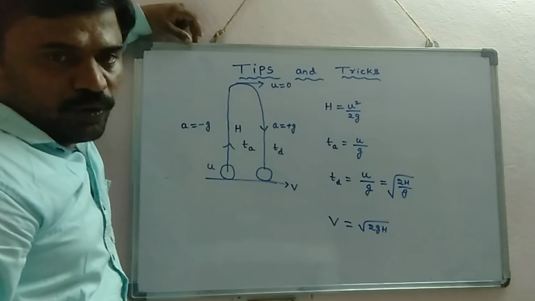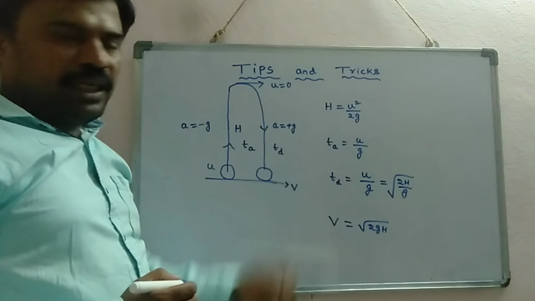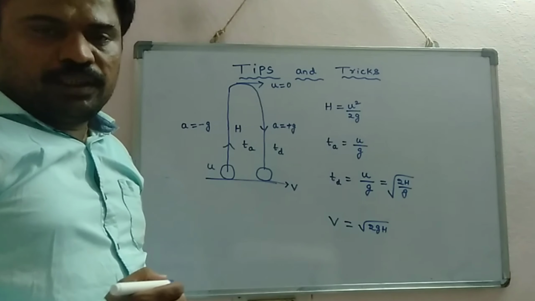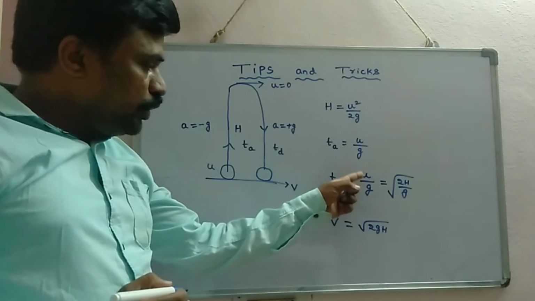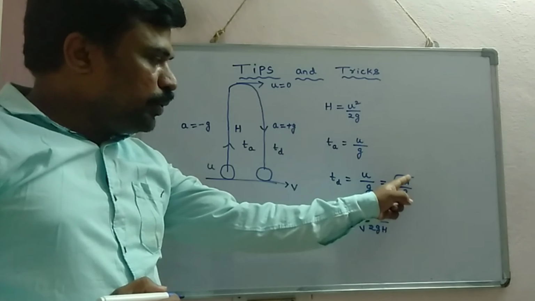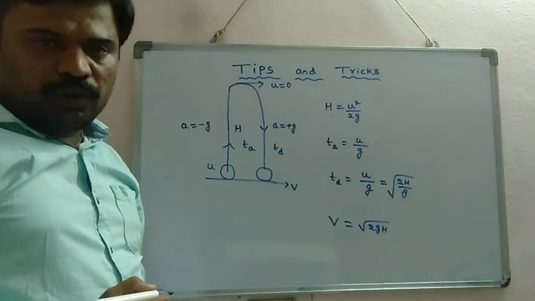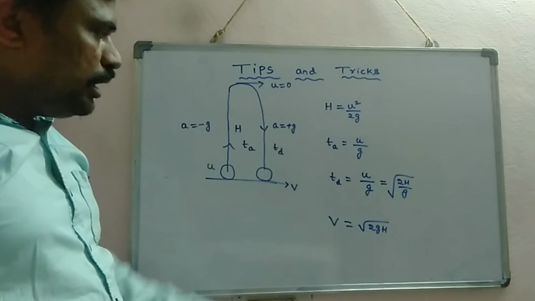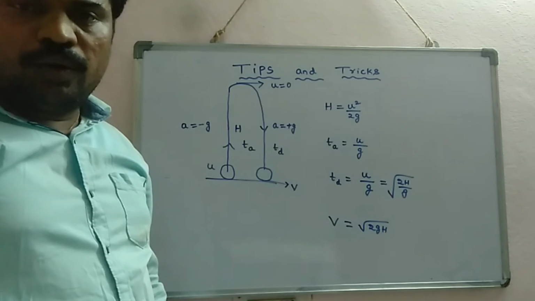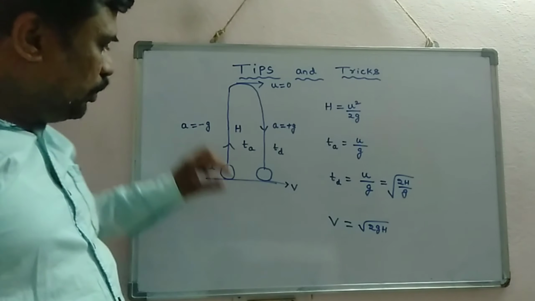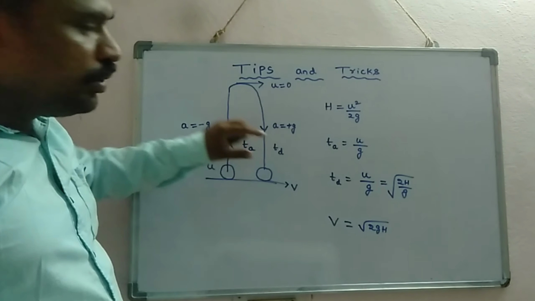So you have got 4 formulas. What are the 4 formulas you have got? Maximum height u square by 2g, time of ascent u by g, time of descent u by g and under root 2h by g, and velocity on reaching the ground, the formula is under root 2gh. Observe carefully, here time of ascent and time of descent will be equal. No doubt it will be equal.